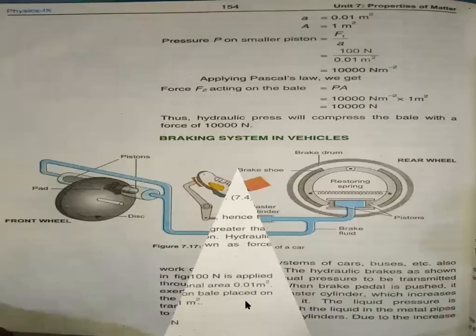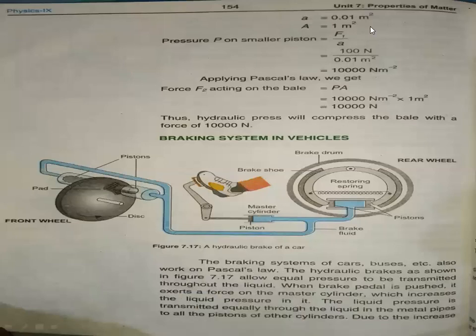So I'm just putting the values now. F1 over a, F1 is 100 Newton and small a is 0.01 meter square. If you solve this, you find 10,000 Newton per meter square, and the unit of the pressure is Newton per meter square, or simply Pascal. We can say Newton per meter square equals Pascal.